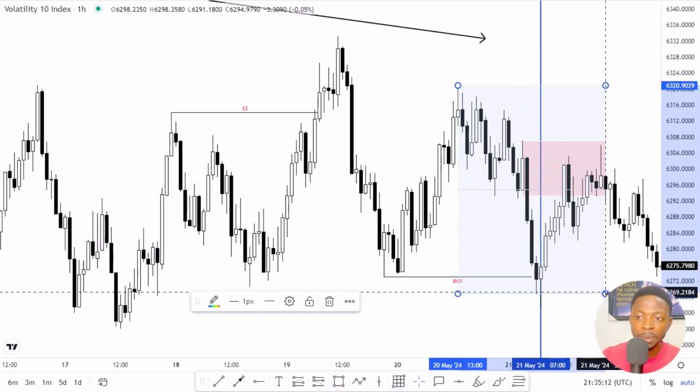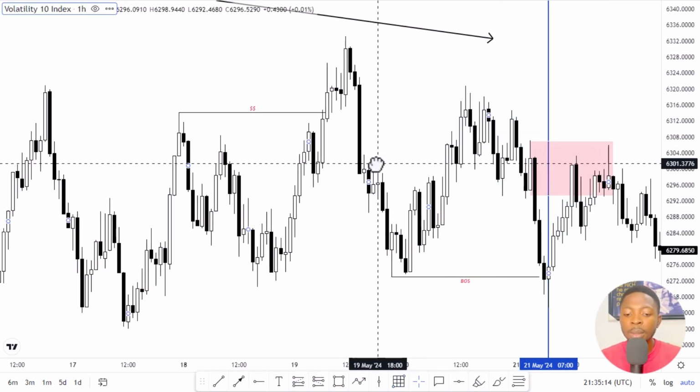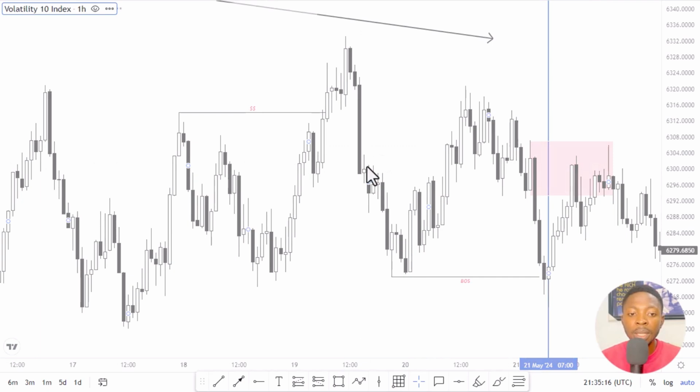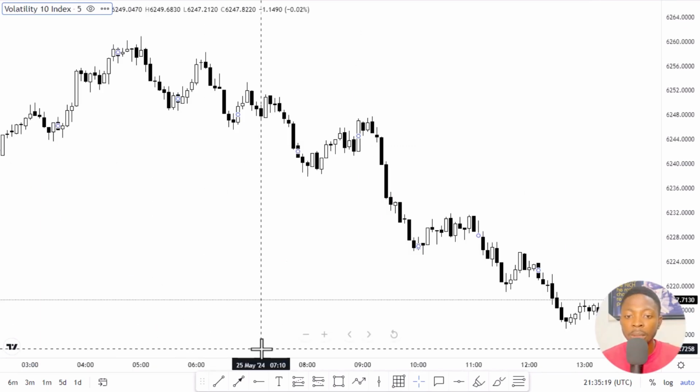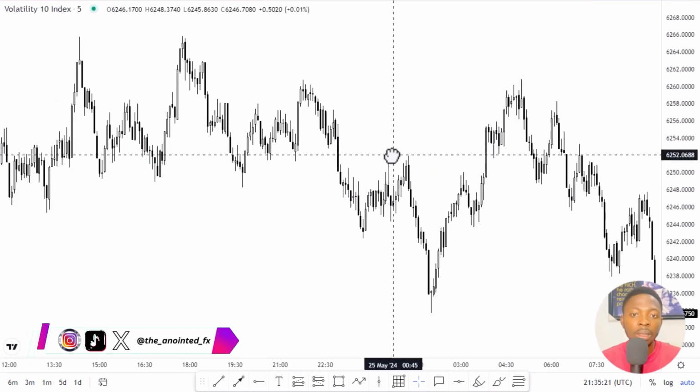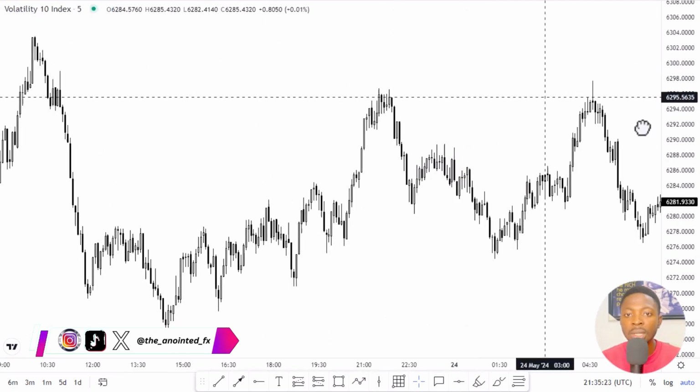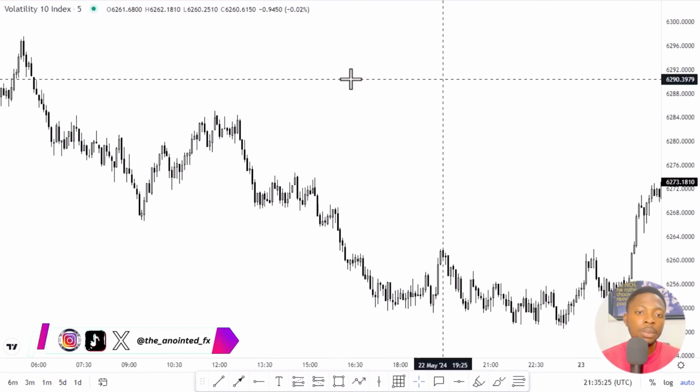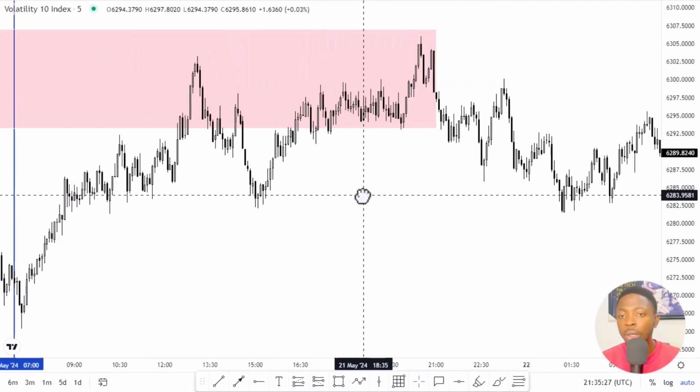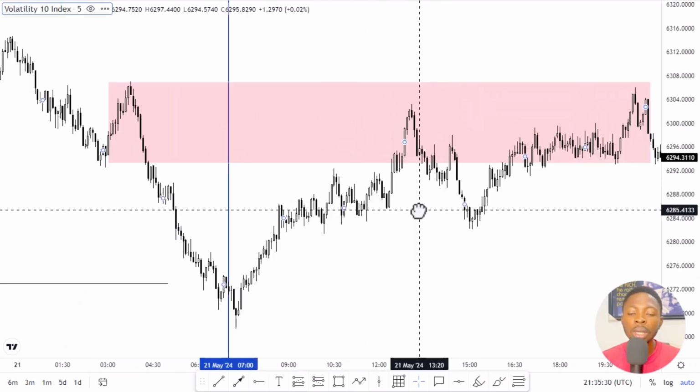So let's head straight to the 5 minutes time frame so that we can see the application of the demand to supply flip. It's a very, very beautiful and powerful strategy that is definitely going to make you profitable in no time. All you have to do is put in the work and you enjoy.